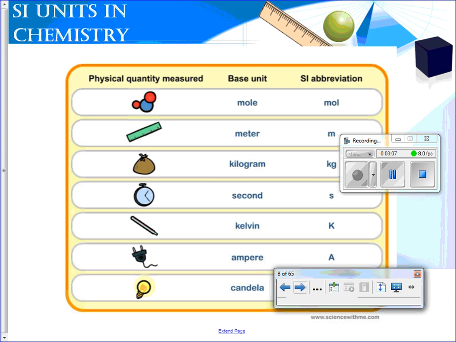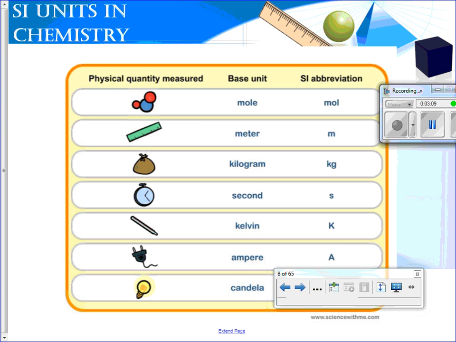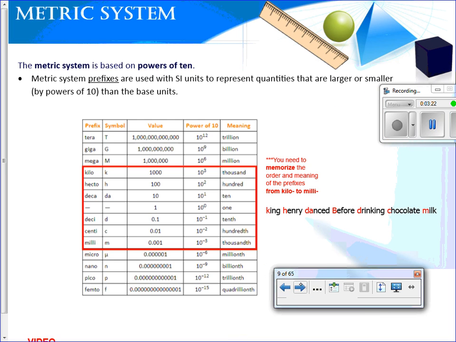And here's just a brief little chart of physical quantities measured, letting you know what their base units are. You have the mole. This is going to be very important later. The meter, kilogram, second, Kelvin, and then the ampere and candela you'll get to a little bit later in physics.